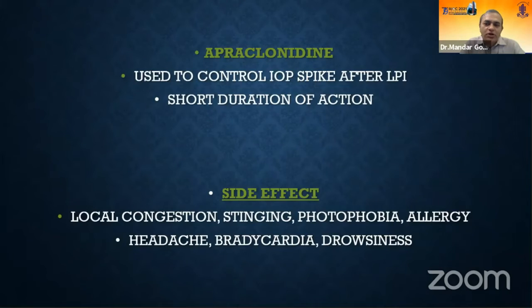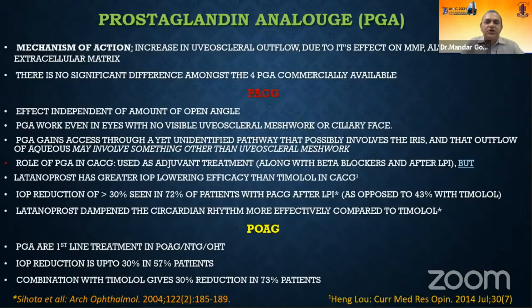Apraclonidine, although not available in our country now, is used to control the IOP spike after LPI, and it has a very short duration of action. Side effects like local congestion, stinging, and photophobia are known, and also systemic effects like headache, bradycardia, and drowsiness.